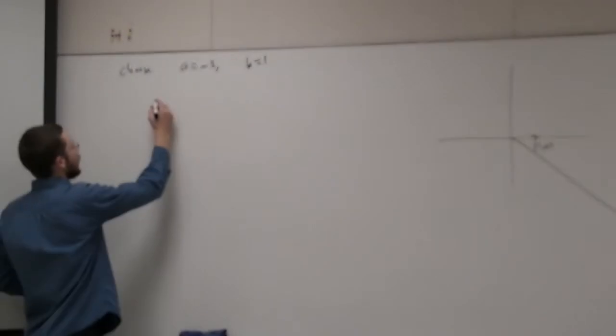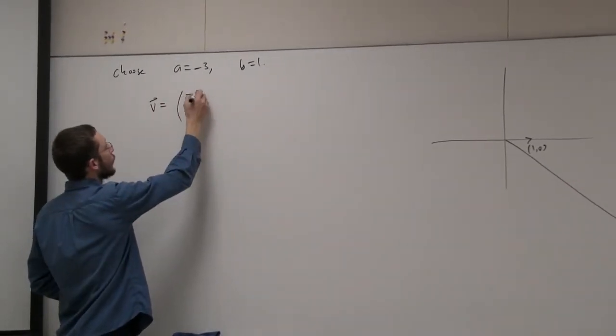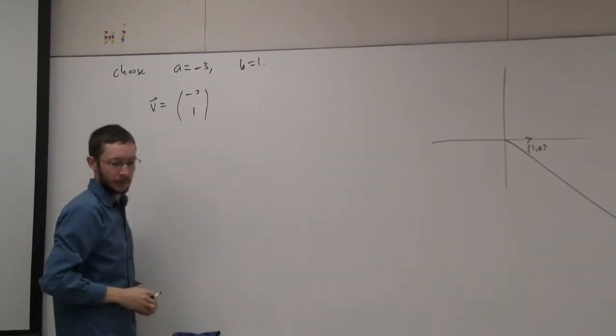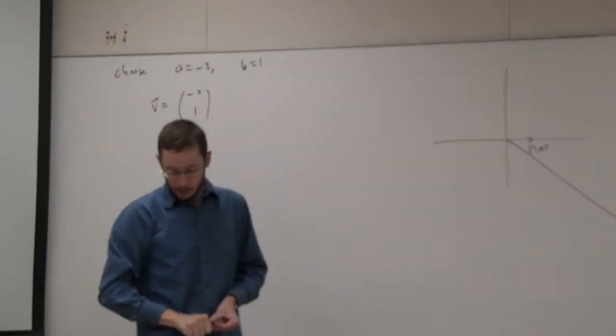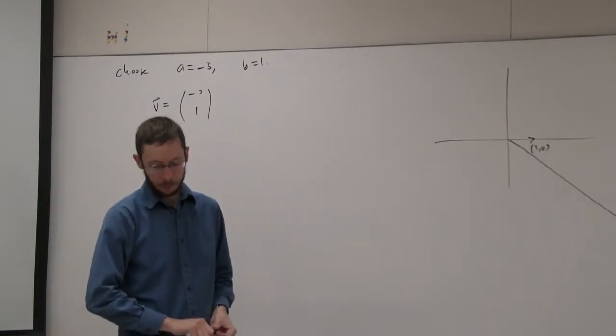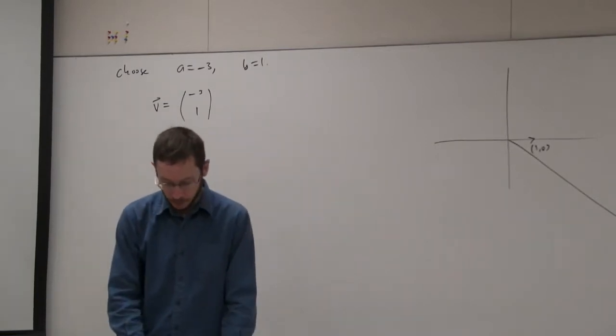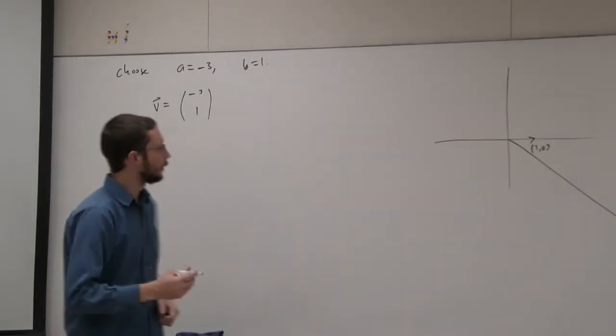Choose a equal to negative 3, b equal to 1. And so we have this eigenvector, negative 3, 1. I just wanted to go through that one more time because it's important enough to be worth seeing multiple times. And so, similar procedure.